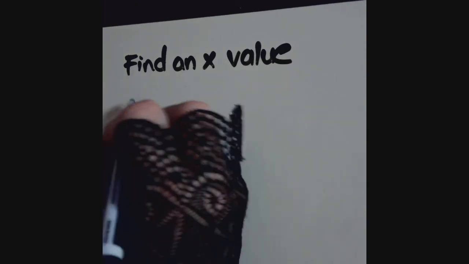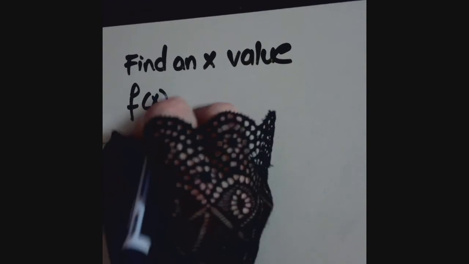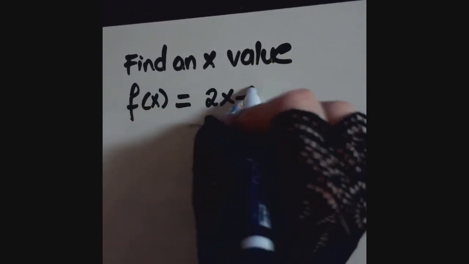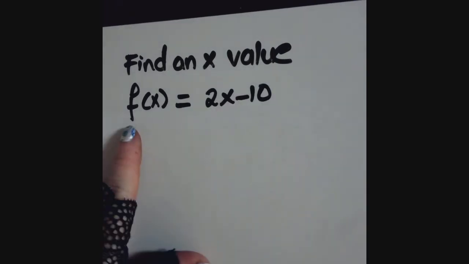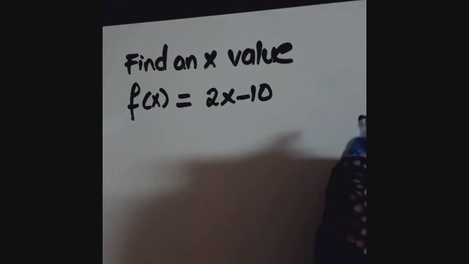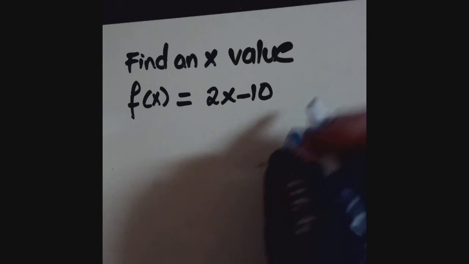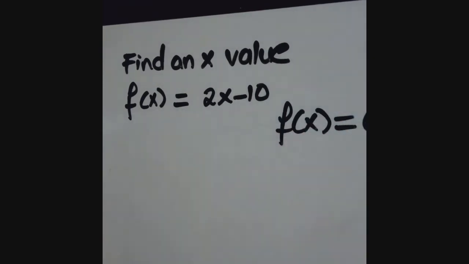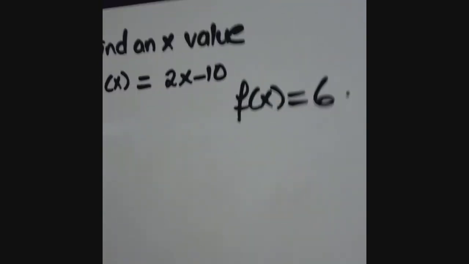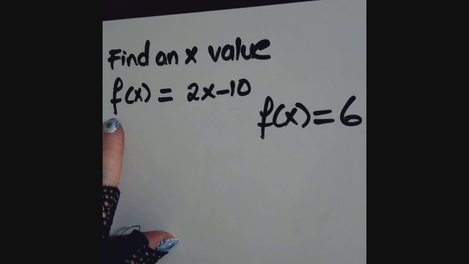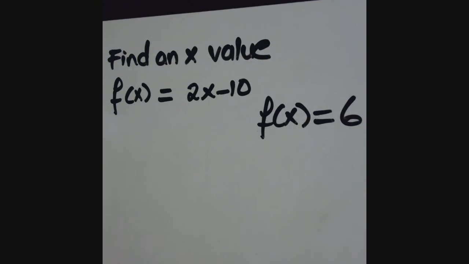So you've got the function f of x equals 2x minus 10. Okay, so that is your function f of x, or y equals 2x minus 10. So they want you to find the value of x so that f of x is equal to 6. Okay, so here we go. So find the value of x, and here's your function f of x equals 2x minus 10.